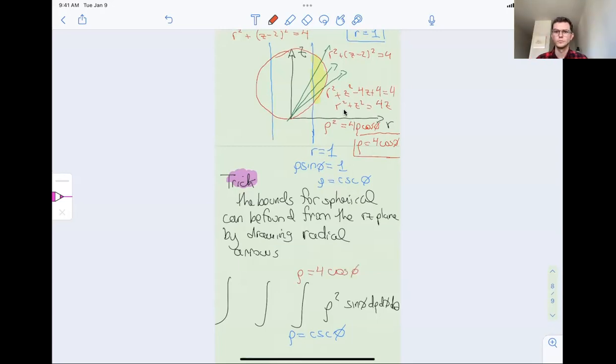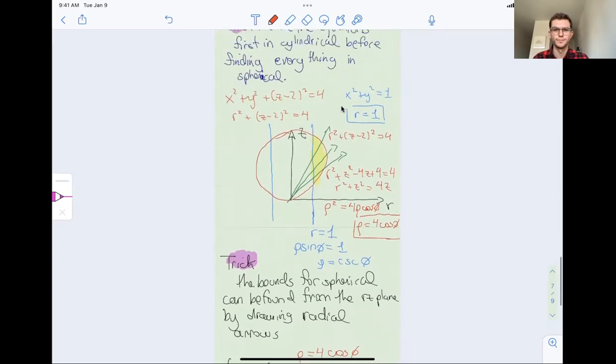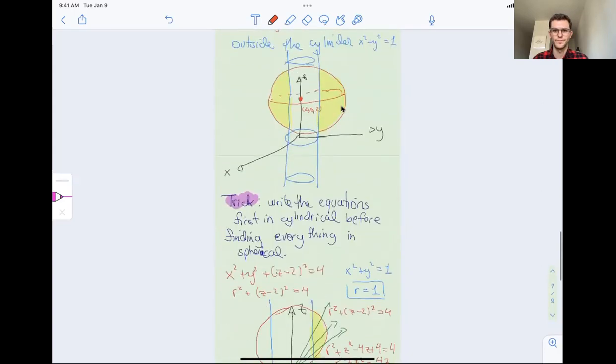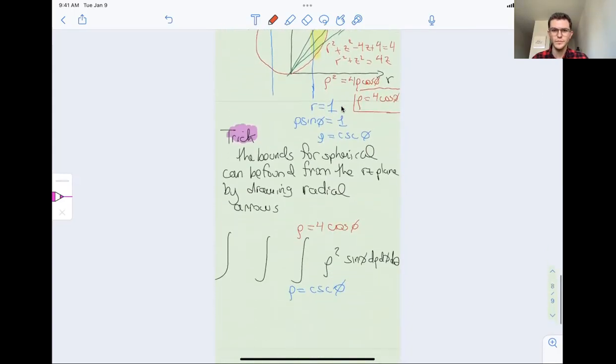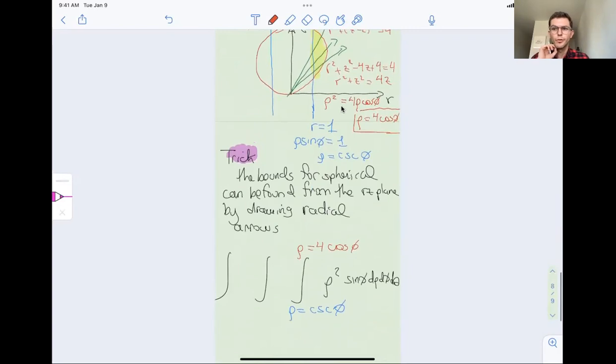What happened to the z squared? Oh, this z squared here? Yeah. It gets combined with r squared to become rho squared. Oh, okay. Yeah, I remember. So the equation of the sphere is rho equals 4 cosine of phi. Is that okay? So far, so good?